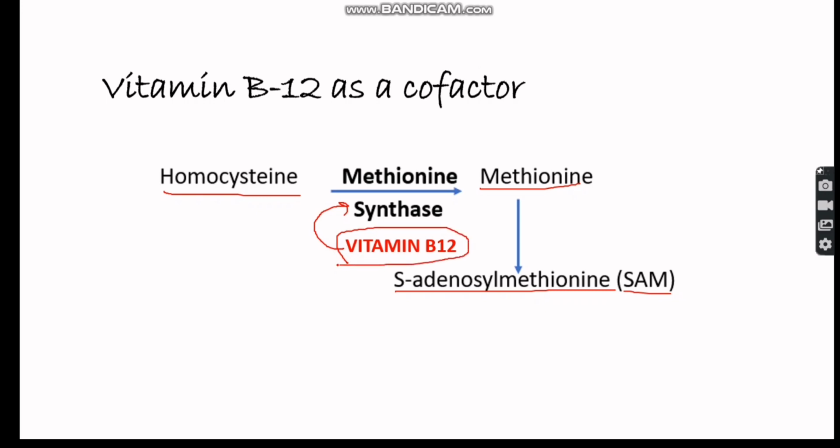So a cofactor is a non-protein chemical compound or a metallic ion which is required for an enzyme's activity as a catalyst. Or we can say that the cofactor is a helper molecule of enzyme. Enzyme can work properly with its cofactor. So vitamin B12 will help methionine synthase to convert homocysteine to methionine and then methionine to S-adenosylmethionine.